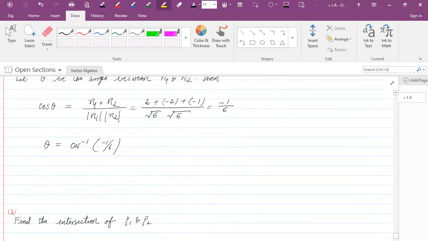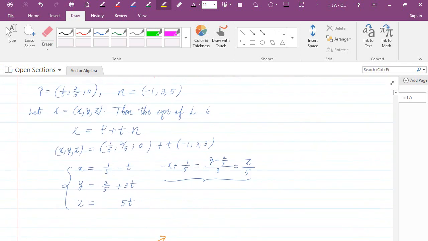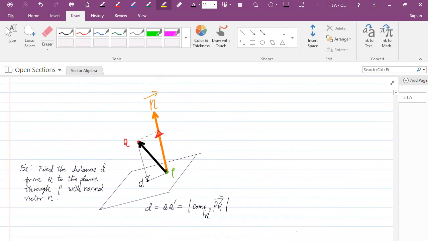Okay, so this is it on this example, and we have more examples coming.